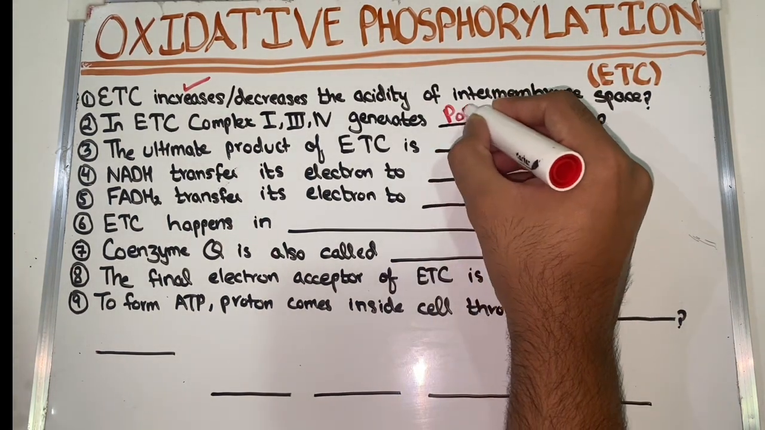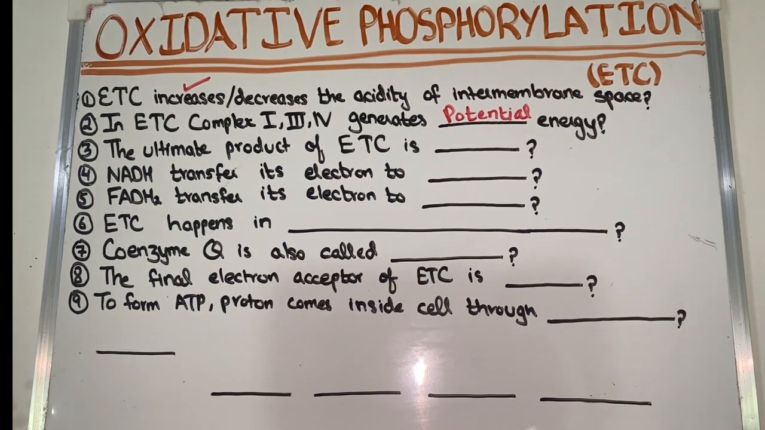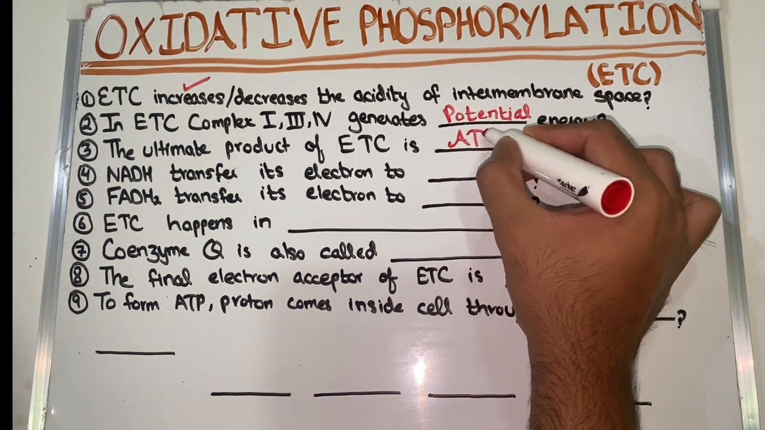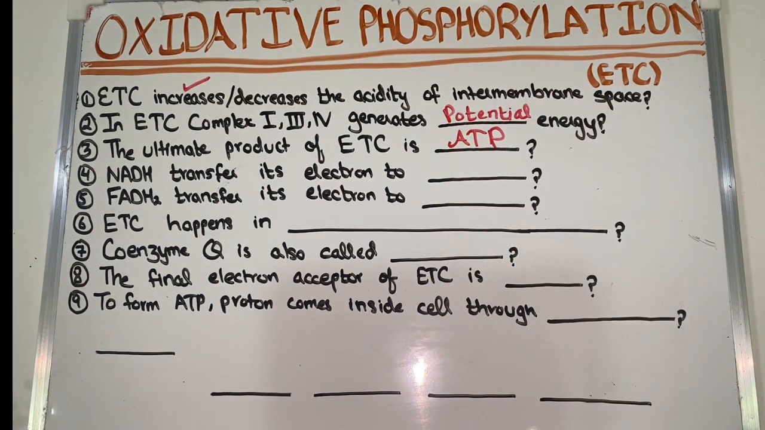So it is a difficult one. You should know that it generates potential energy. The third question is, the ultimate product of electron transport chain is? As we know, NADH and FADH2 molecules come from different processes like glycolysis or Krebs cycle to the electron transport chain to convert it into ATP. So the ultimate product which comes through is ATP.